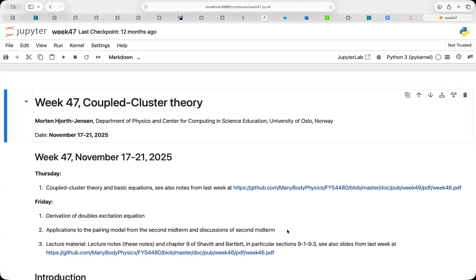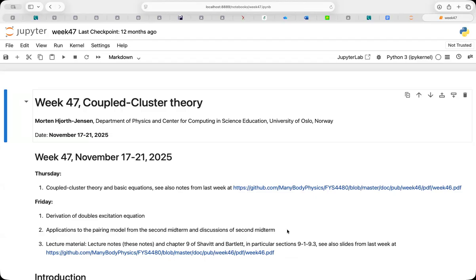So welcome back, everybody. The topic this week is an explicit derivation of one very popular approximation to coupled cluster theory, which is called simply coupled cluster doubles. And this is something which also links well with the second midterm.